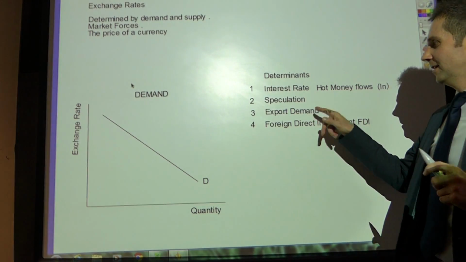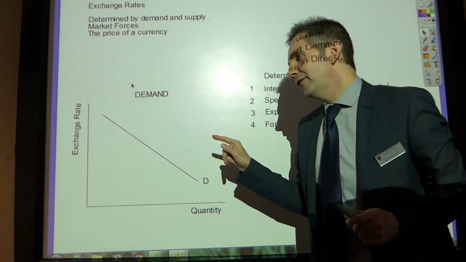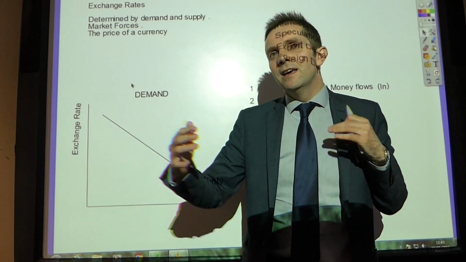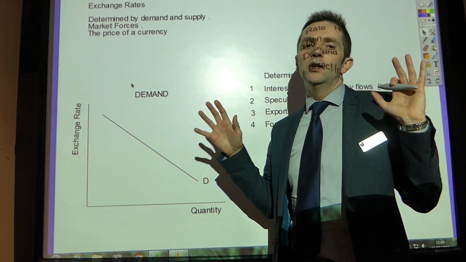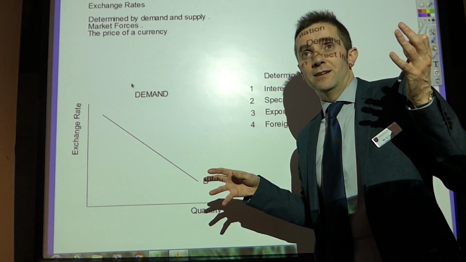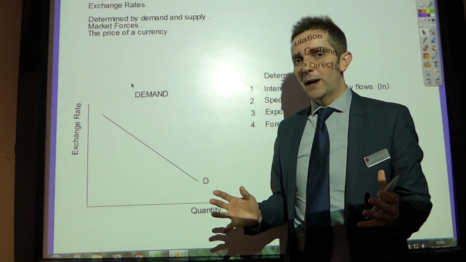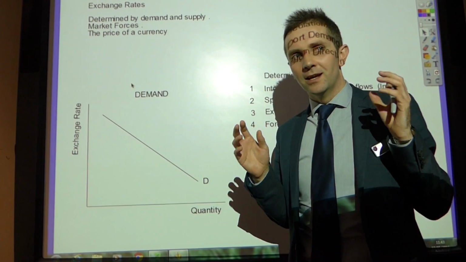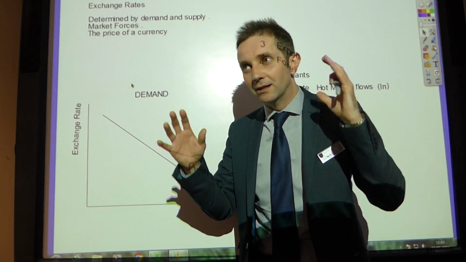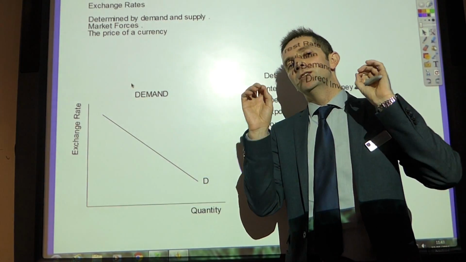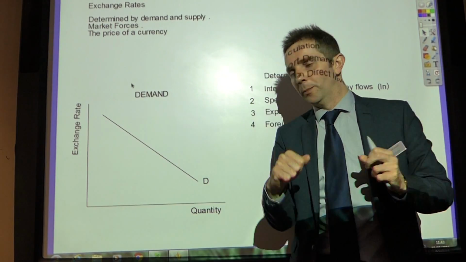Thirdly, exporters. If exporters are selling out of the UK, they do not want paying in yuan or, as the sixth form we're looking at the moment, the Zambian kwacha. They don't want paying in that. They want paying in their own currency, UK sterling. So if you sell more exports, the demand for UK sterling goes up.